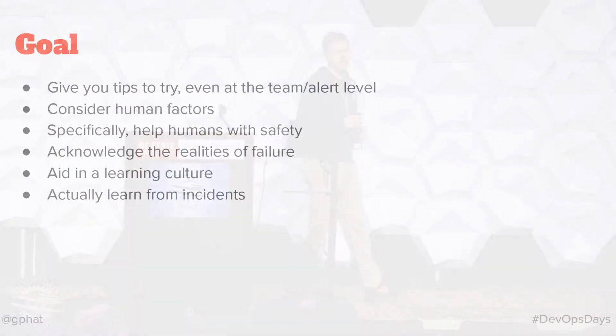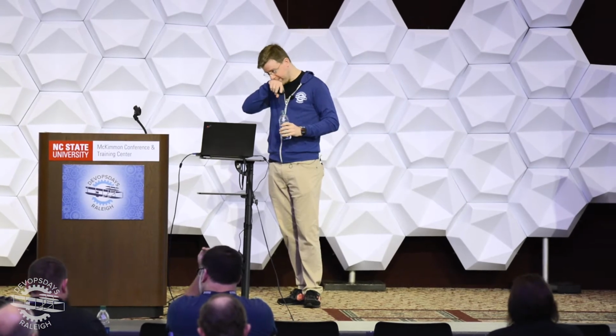I tried a couple and eventually landed on this one. So the goal is to give you tips to try things that you can do at the person level, so yourself, just if you're working with alerts by yourself, or your whole team, or even your entire organization. This scales up to whichever one you're interested in the most. And the point is to consider the human factors of what it is that we're doing every day and how we notify people and how we get them involved in problems.